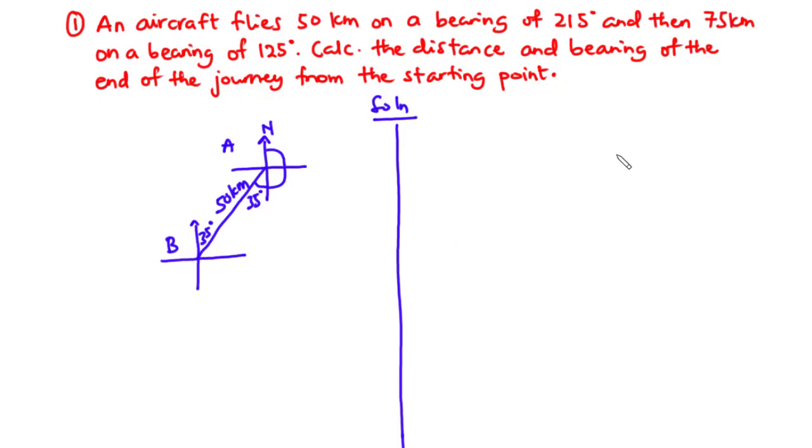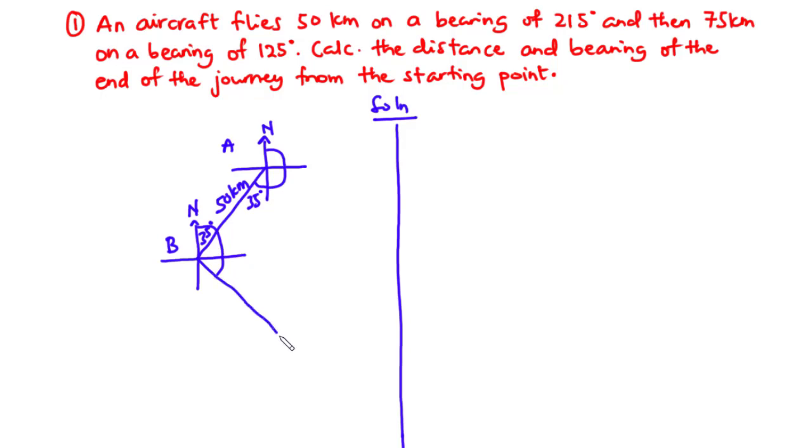And then also from point B, the aircraft flies 75 kilometers on a bearing of 125 degrees. So from point B, this is the north. So from the geographical north, this is 90 degrees. 125 minus 90 is 35. So we have an extra 35 degrees here.